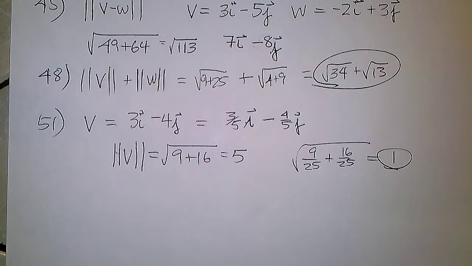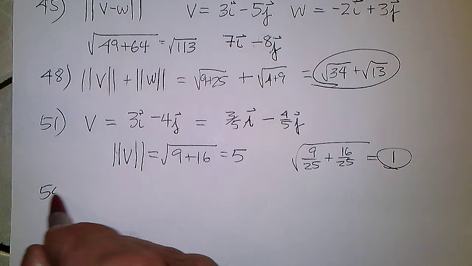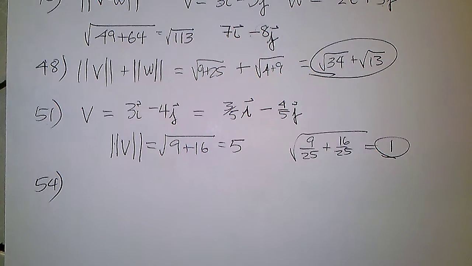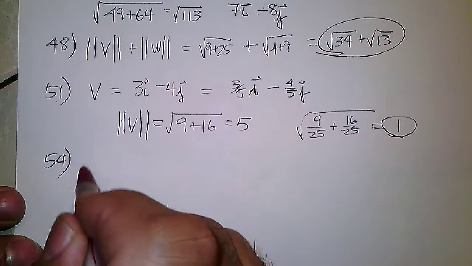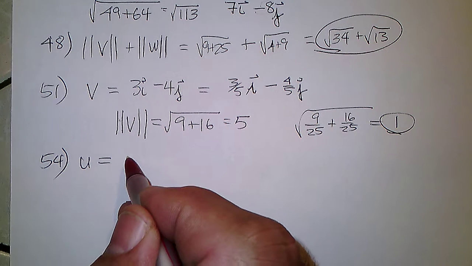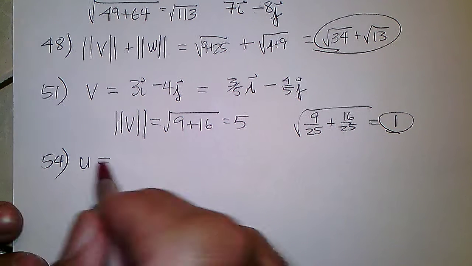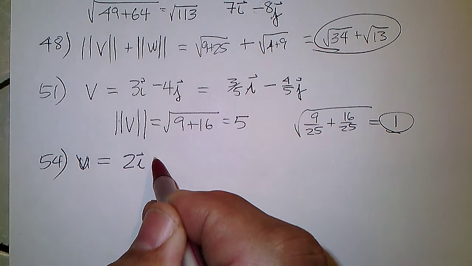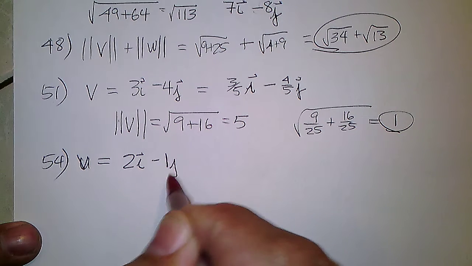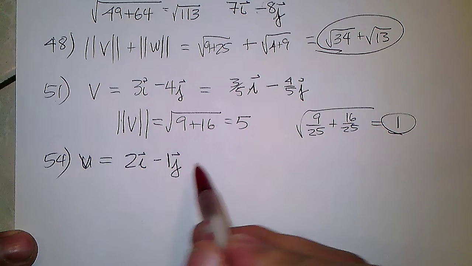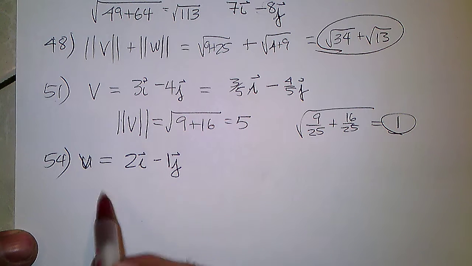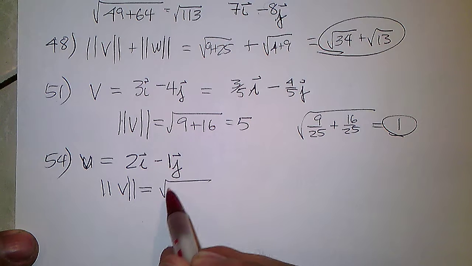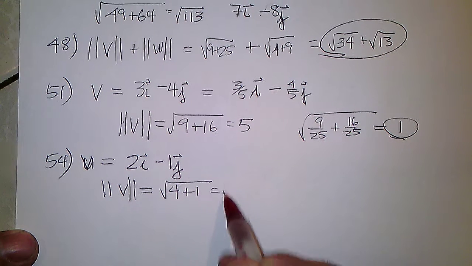And then 54. 54 says, get a unit vector for this one. U, which is, V is 2 in the x direction, minus 1 in the y direction. So the length of this, the length of V is square root of 4 plus 1, square root of 5.